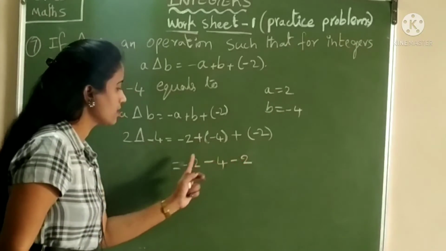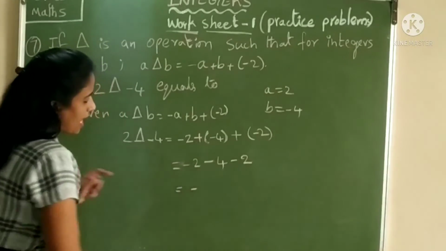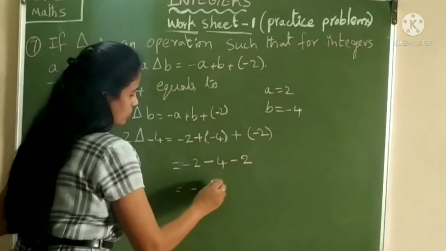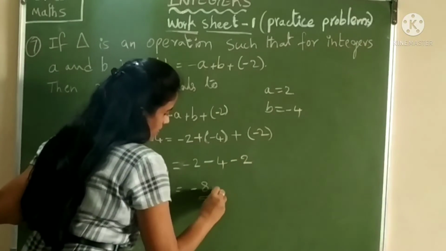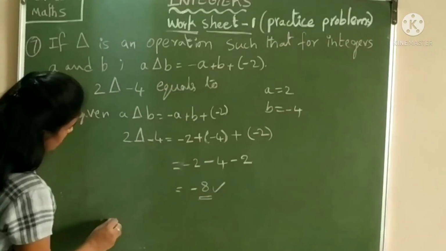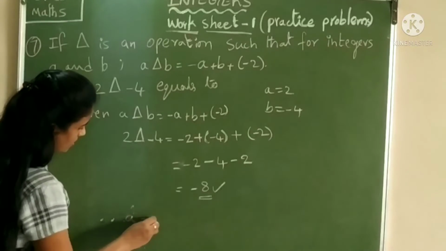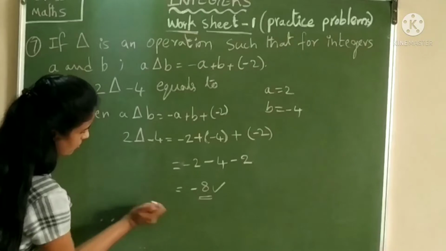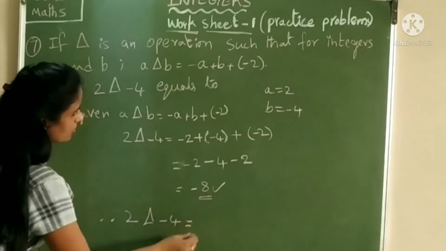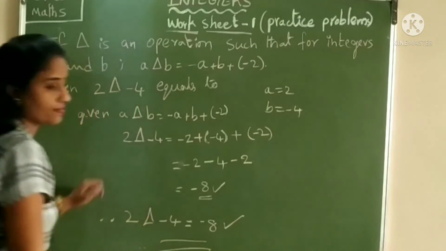3 numbers are negative, so write minus and add the 3 numbers. 2 plus 4 is 6, 6 plus 2 is 8, so minus 8. Minus 8 is the required answer. Therefore 2 delta minus 4 is equal to minus 8.